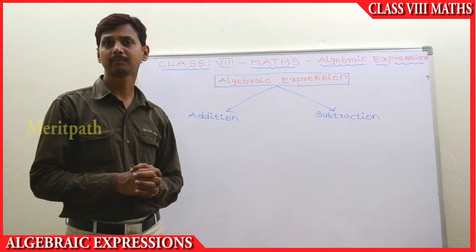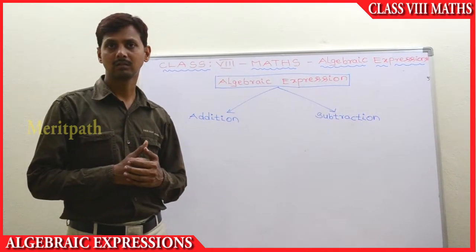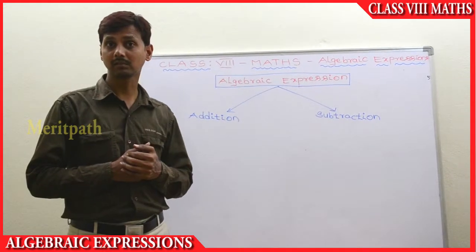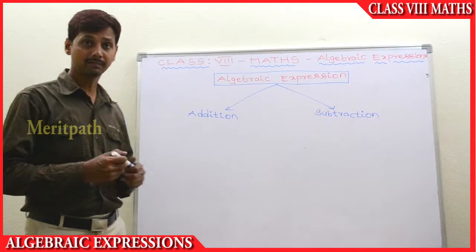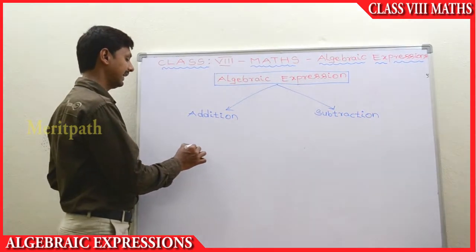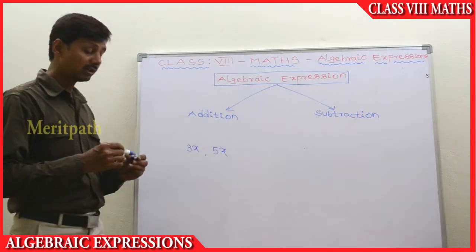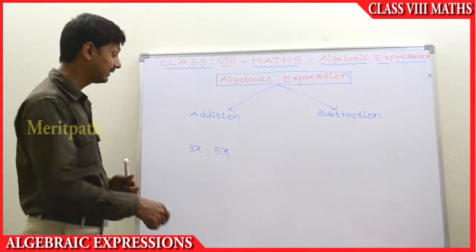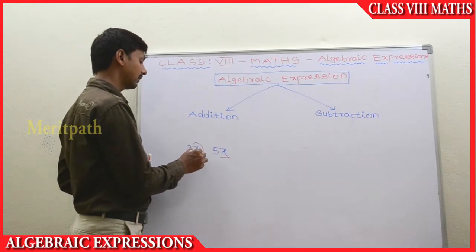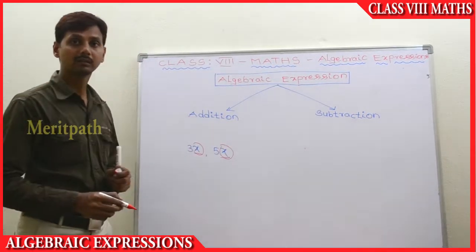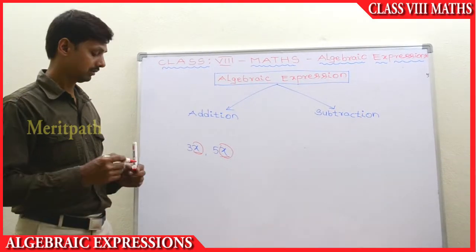We know that previously we have learned like terms and unlike terms. For example, 3x, 5x. These two are called like terms. The reason is the variables are the same here. That's the reason we call these two terms like terms.